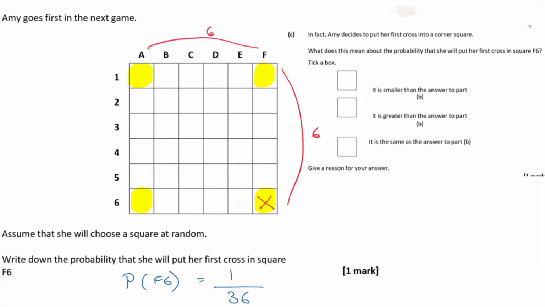So her probability now of picking F6 is not 1 out of 36, but 1 out of 4. Now 1 out of 4 is a much bigger fraction than 1 out of 36. If you take something and divide it up into 36 pieces, they're going to be much smaller than if you take that same thing and divide it only into 4 pieces. So the probability then is going to be greater than our answer to part B. And that is enough reason there, that probability that F6 is a quarter. That's plenty to tell me that it's bigger.